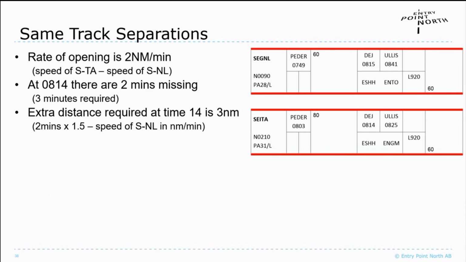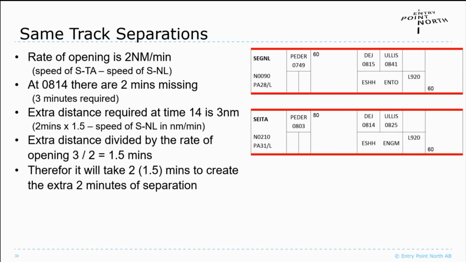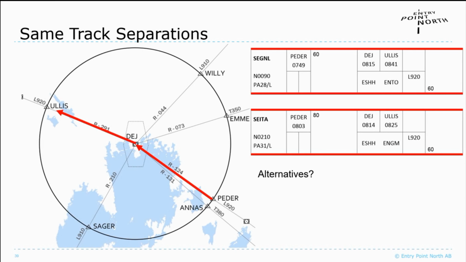How long is it going to take us to actually get that extra 3 nautical miles? Well, we know that the rate of opening is 2 nautical miles per minute. So 3 divided by 2, even air traffic controllers can work that out, it's 1.5 minutes. So it's going to take 1.5 extra minutes from time 1:04. So we'll round that up to 2 minutes to make it nice and safe. So time 1:04 plus the extra 2 minutes is time 1:06. So now we can tell Sierra Tango Alpha at time 1:06 descend to flight level 60. Or we just wait until time 1:06 and then descend Sierra Tango Alpha to flight level 60.